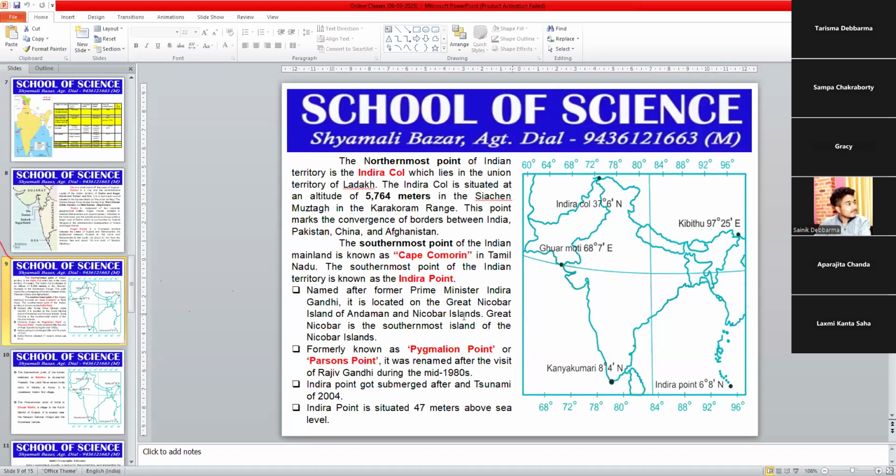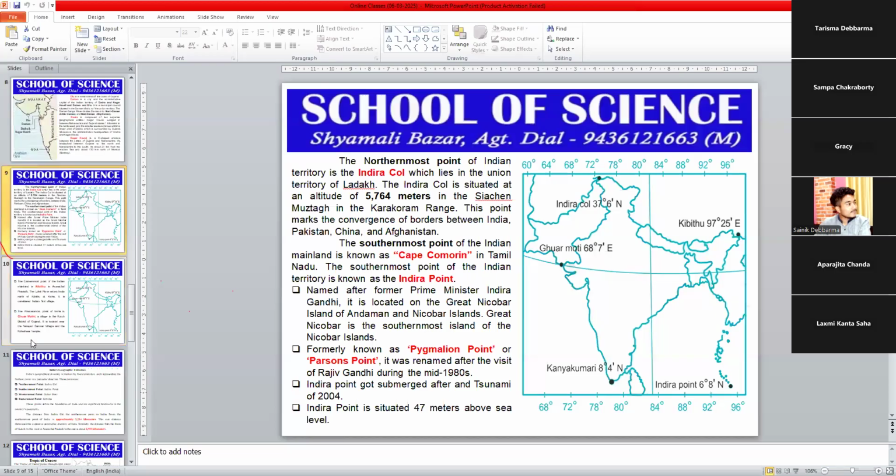Named after former Prime Minister Indira Gandhi, it is located on the Great Nicobar Island of the Andaman and Nicobar Islands. Great Nicobar is the southernmost island of the Nicobar Islands. Or rather, we say Great Nicobar is the southernmost island of India. Formerly, this Indira Point was known as Pygmalion Point or Parson's Point. It was renamed after the visit of Rajiv Gandhi during the mid-1980s. Indira Point got submerged after the tsunami of 2004. Indira Point is situated 47 meters above sea level.